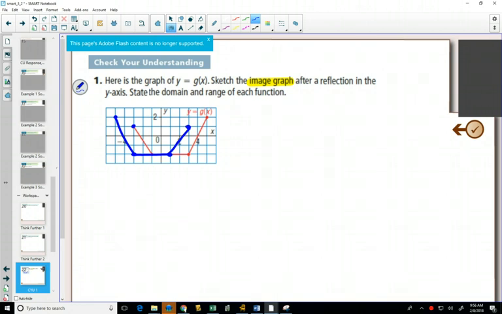Now, if I wanted to write the equation of that blue graph, it would still be g of x, but would I put a negative with the x, or would I put a negative out in front? With the x. Because when I think about going over the y-axis, it's horizontal, it's affecting my x values.